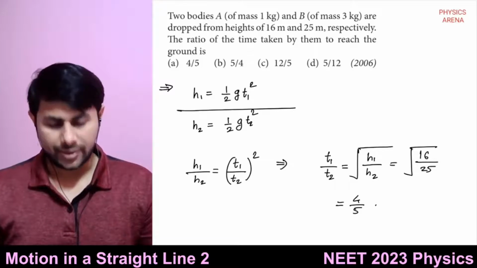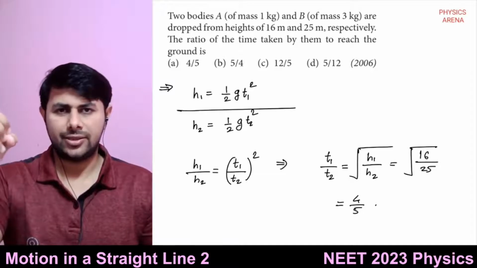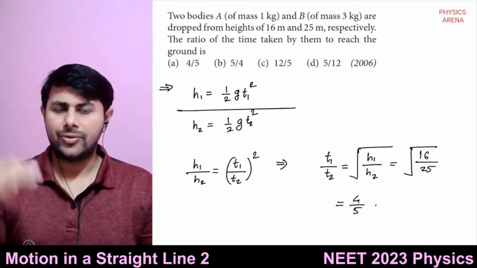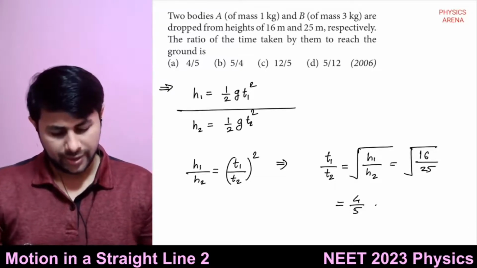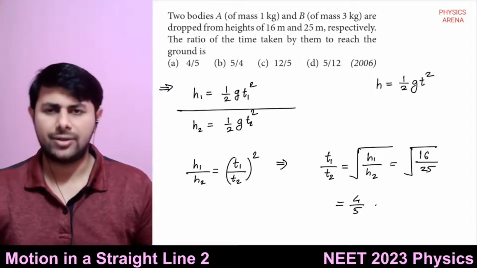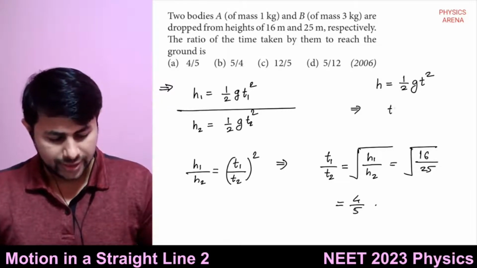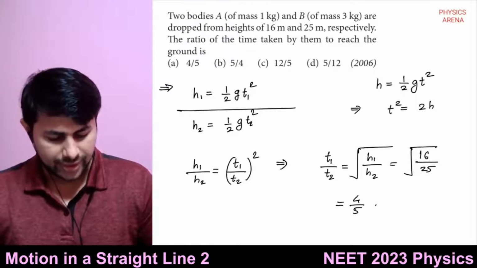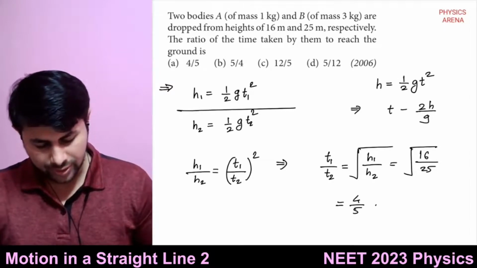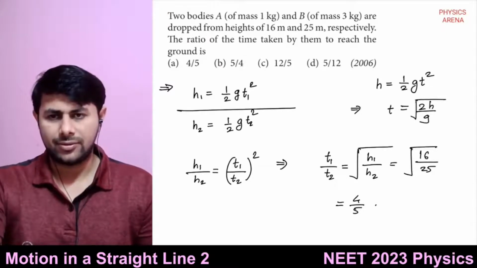If you remember a formula over here, what is the formula? Let's say time taken by an object which is under free fall, released freely under gravity, to reach the earth is t. Then you can write the height is equal to half of g multiplied by t square. You take that half and g on the other side, so you will get t square is equal to 2 times h divided by g, and then if you take square root of that, you will get t equals square root of 2h divided by g.